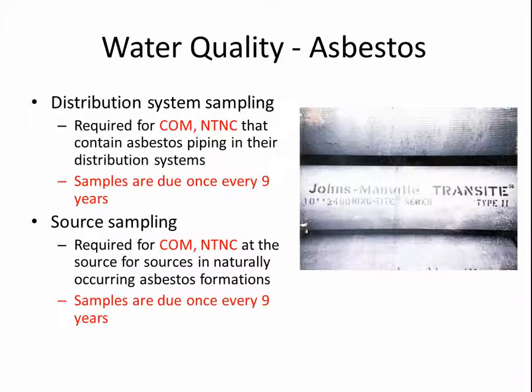The source sampling for asbestos is required for community and non-transient, non-community systems where the sources are in a naturally occurring asbestos formation, and that is typically determined at the time when the source receives plan approval. And then samples are due once every 9 years for the lifetime of that source.